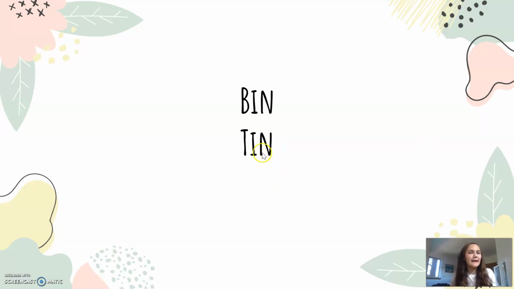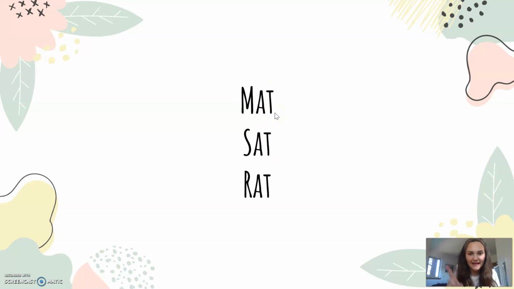All right, I want you to listen again for that last letter sound. We've got bin and tin. What letter sound do you hear? Tell the person you're with or think it in your brain. N, right? And they both end in that letter N for N. Okay, last one. Listen to that last letter sound. Mat, sat, rat. Think of that last letter sound. It's T, right? For T, and they all end in that T.